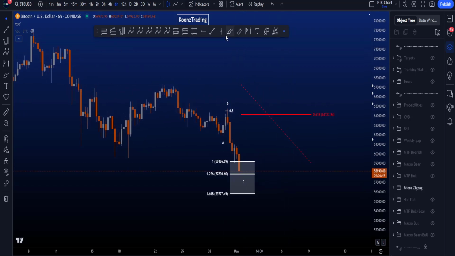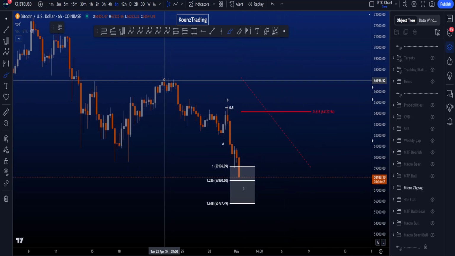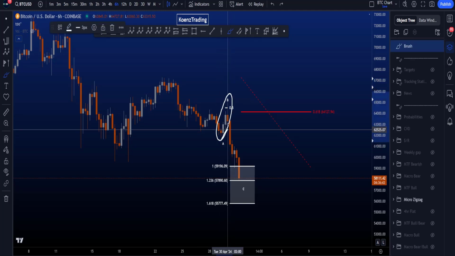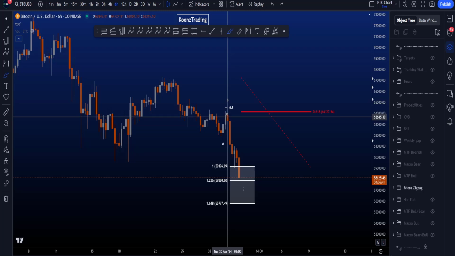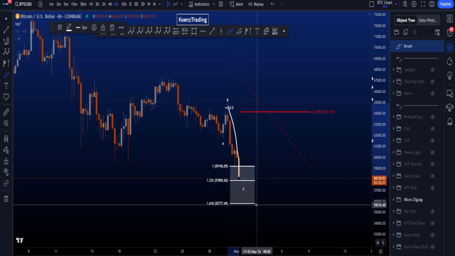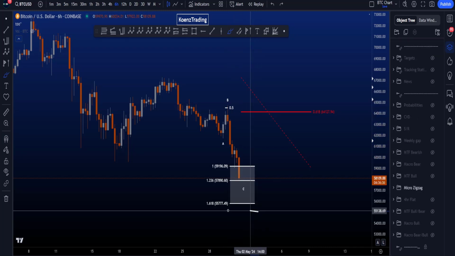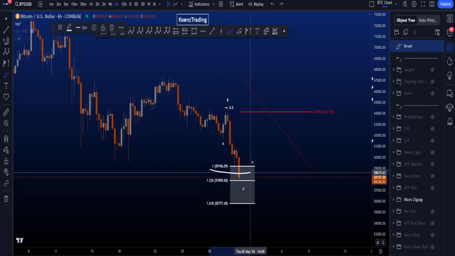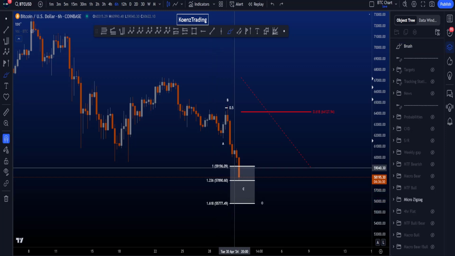Locally on the 4-hour time frame inside this wave B, we are then looking for a 3-wave structure to the downside in a wave A, B, C. 5-wave A to the downside, very short, 3-wave B to the upside in a zigzag, and then a 5-wave C to the downside. Now, the common target area for your wave C is on the chart between the 1 and the 1.618, 59.2k to 55.7k.